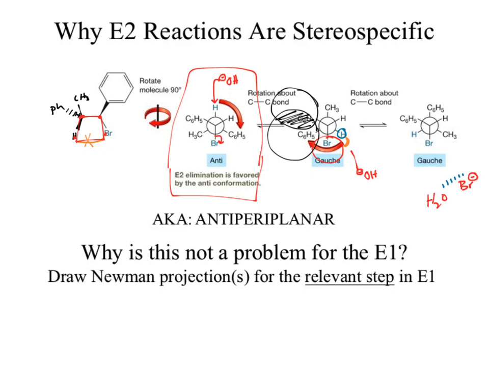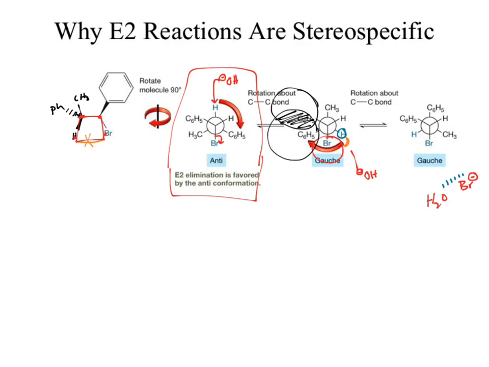Okay? So, back to my question, E1. Why is this not a relevant issue for the E1? The leaving group has already left in the first step. So if we look at the stage where I can no longer do rotation, if I was to draw out my Newman projection, there's my phenyl, there's my methyl. Whoops, already forgot. Phenyl, hydrogen, hydrogen, leaving group. But here's the problem, the leaving group left. Okay, so it's no longer there. So I have to erase all those pieces.